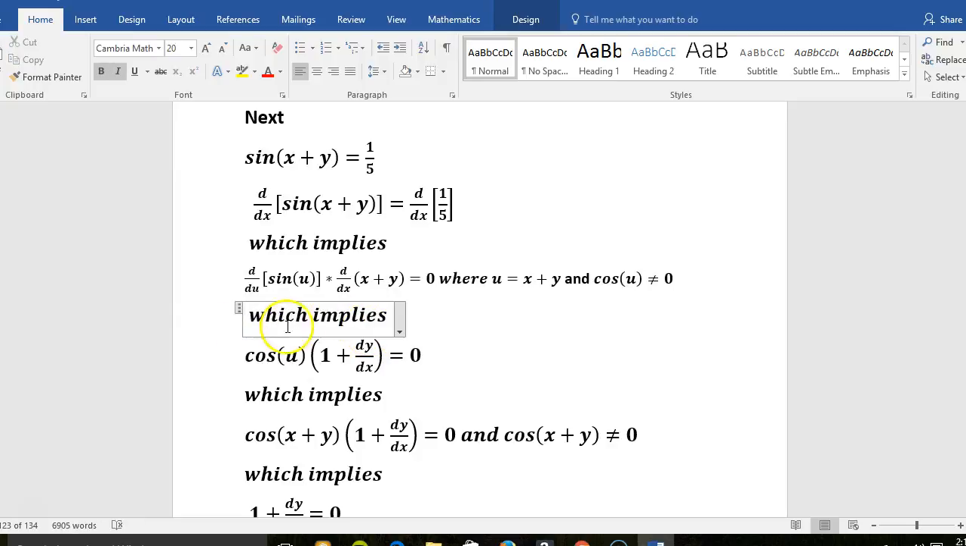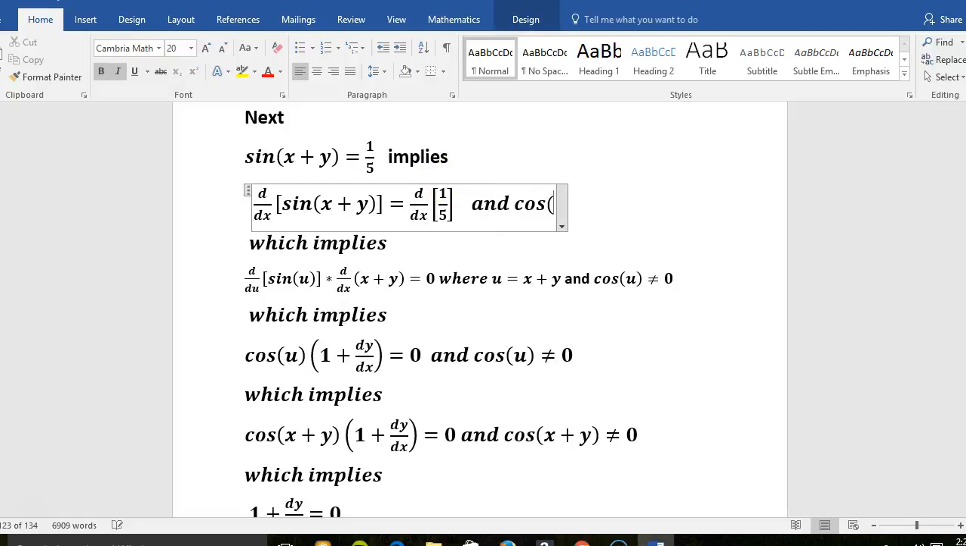That's going to imply that, again guys, d by du of sine u is cosine u, and d by dx of this is just this. Now we need that extra stipulation though, that the cosine of u does not vanish. I need to put implies, and I need to stipulate here that the cosine of x plus y, since we didn't define u on this second line, is not equal to 0.